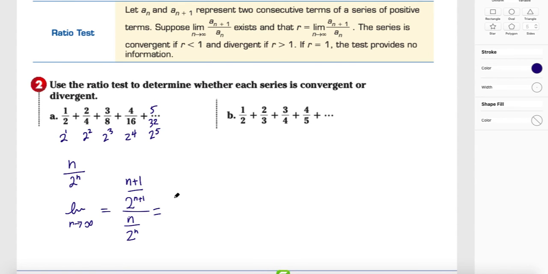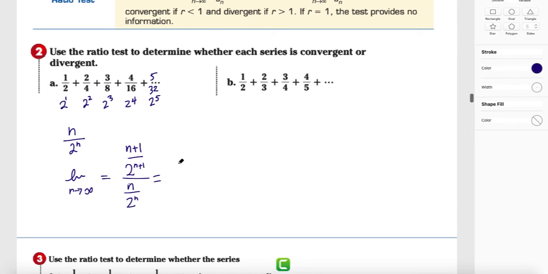When we divide fractions, we need to multiply by the reciprocal. So let's take a look. We've got n plus 1 over 2 to the n plus 1, that's the numerator, and I'm going to multiply it by 2 to the n over n, just to the n. And so what does that equal? Let's simplify this. 2 to the n over 2 to the n plus 1 is really just 1/2. You guys see that? And then over here, we've got n plus 1 over n.